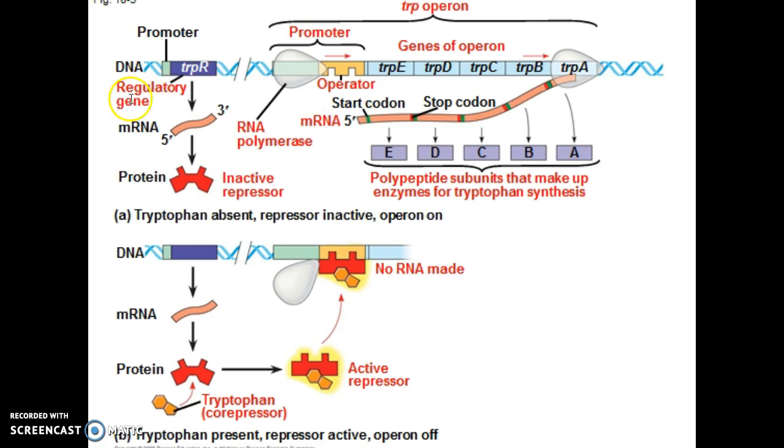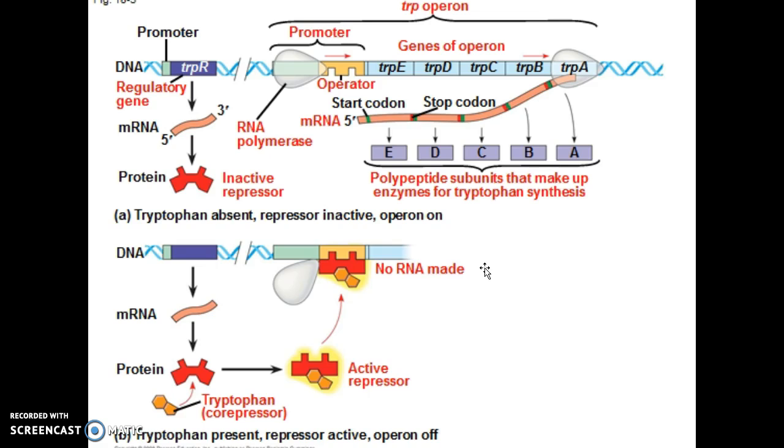However, if the regulatory gene is active, it will produce mRNA, which will bind to the protein, the repressor, causing the repressor to become active. When the repressor is active, it has a co-repressor, which is the presence of tryptophan, and the combination of mRNA and tryptophan, the co-repressor, will bind in place, activating the repressor, and it will bind to the promoter, which will, as a result, prevent RNA polymerase from binding, and no more tryptophan will be made.